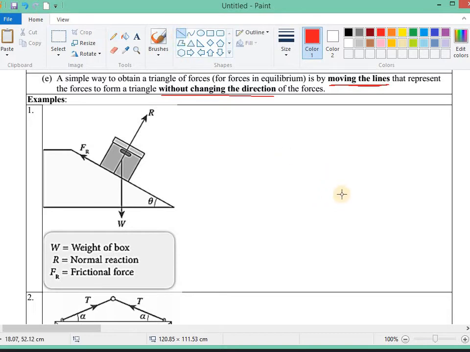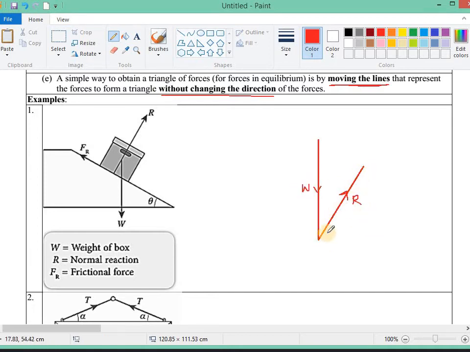Let's say I draw the weight first, I put it here. The next one I draw is the normal reaction. Let's say I put the normal reaction here. The direction must be the same; the only thing that changed is the position. This one is W, this one is R.